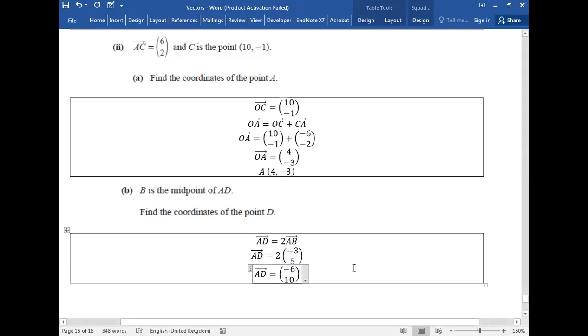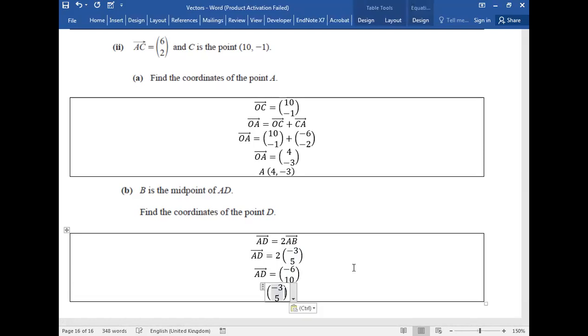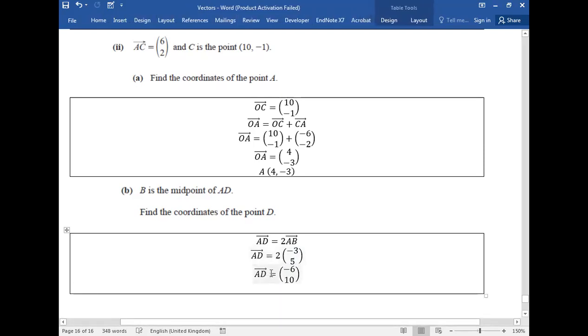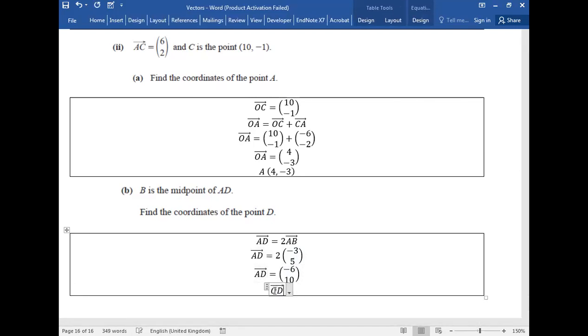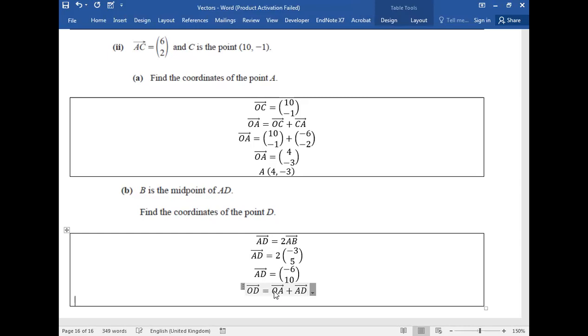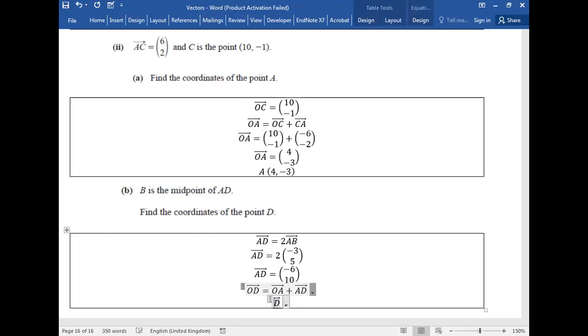This is AD. The question is not asking you AD. What is the question asking you? Coordinates of D, तो वेक्टर में क्या हो जाएगा वो? OD, position vector at coordinates. Vector is बाद में position vector at coordinate geometry में. So I need to find OD. How do I go from O to D? OA plus AD. Figure out OD for me.